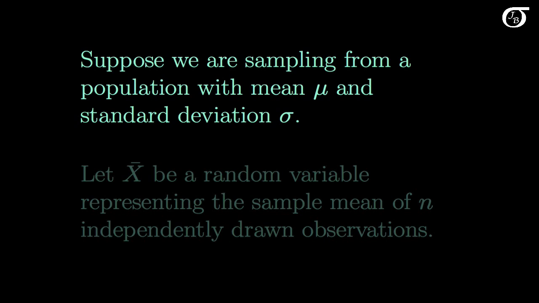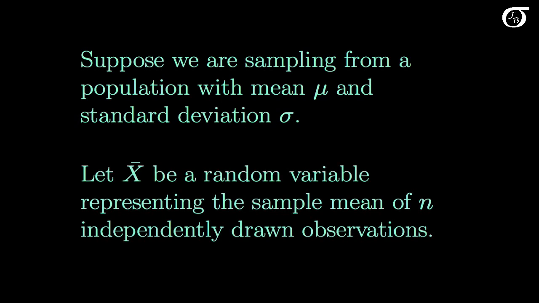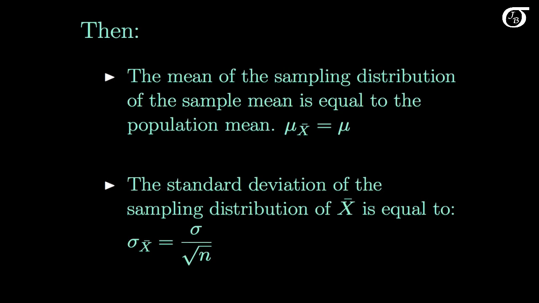First, let's recall a few characteristics of the sampling distribution of the sample mean. Suppose we are sampling from a population with mean mu and standard deviation sigma. Let x bar be a random variable representing the sample mean of n independently drawn observations from this distribution. We have previously learned that the mean of the sampling distribution of the sample mean is equal to the population mean. We've also learned that the standard deviation of the sampling distribution of x bar is equal to sigma over the square root of n.